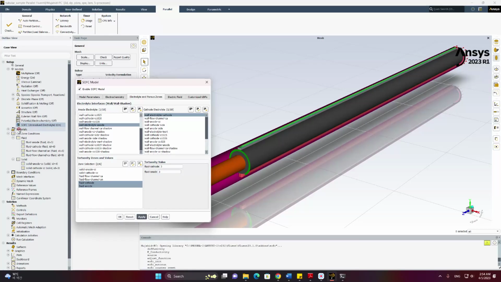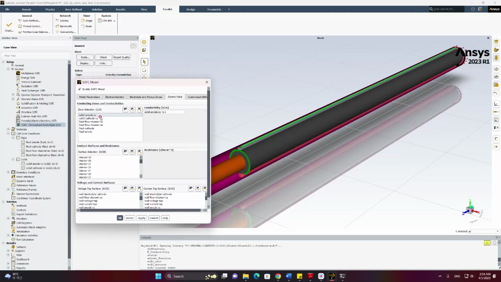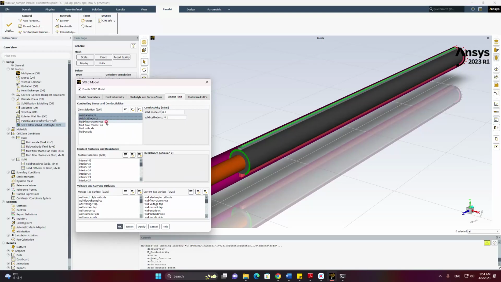Now the next part is the electric field. So conducting zones. What are the conducting zones? We select all. Obviously the current collectors are conducting, the channels are not conducting, and the cathode and anode are conducting zones. This is 1.5 exponent 7. Solid cathode side is 1.5 exponent 7. These are the current collectors.